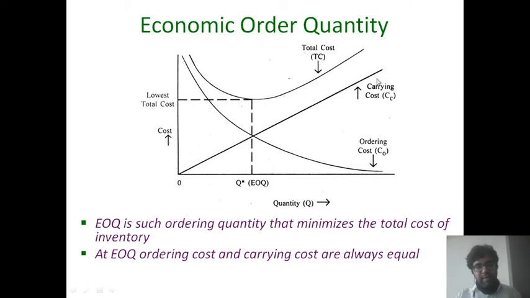Whenever we place more orders, the ordering cost goes down. For example, this is our quantity and this is our cost, so whenever we increase the quantity, the ordering cost goes down. But in the same way, if we increase the quantity, the carrying cost would be more. So the intersection of ordering cost and holding cost is our EOQ quantity, and the total cost is our EOQ cost. So that's the basic formula which we have derived for economic ordering quantity.